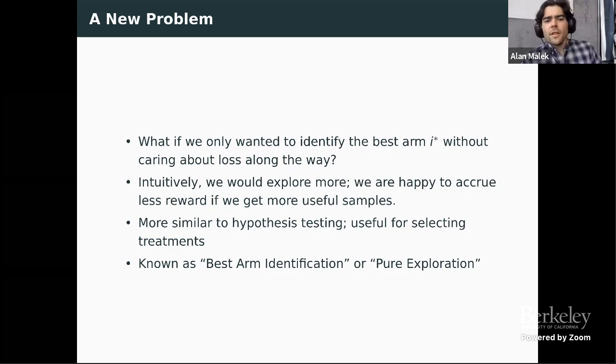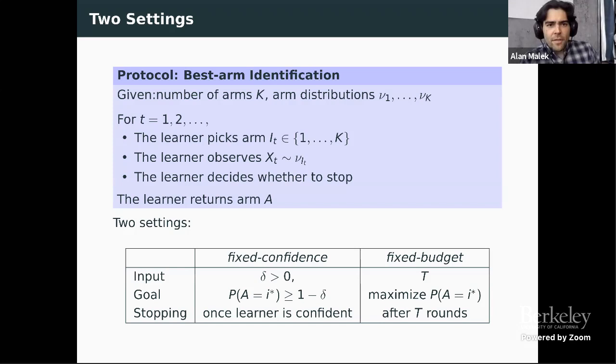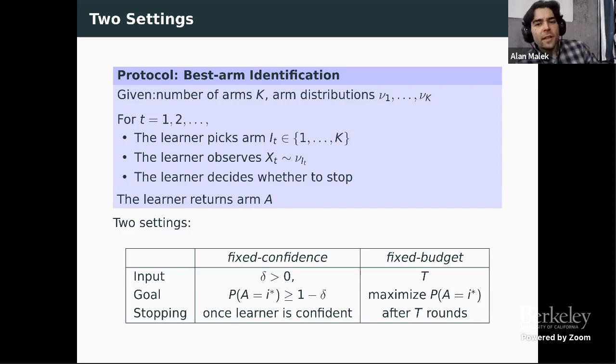So this problem is known as best arm identification or pure exploration. And the protocol is as such. Given k arms and arm distributions nu_1 to nu_k, every round you pick an arm, you observe a sample from the arm, and you decide whether you want to stop or not. At the end, you have to return an arm.